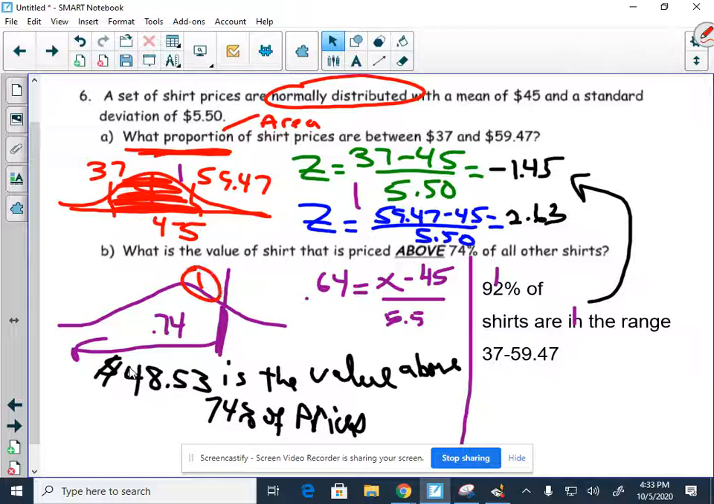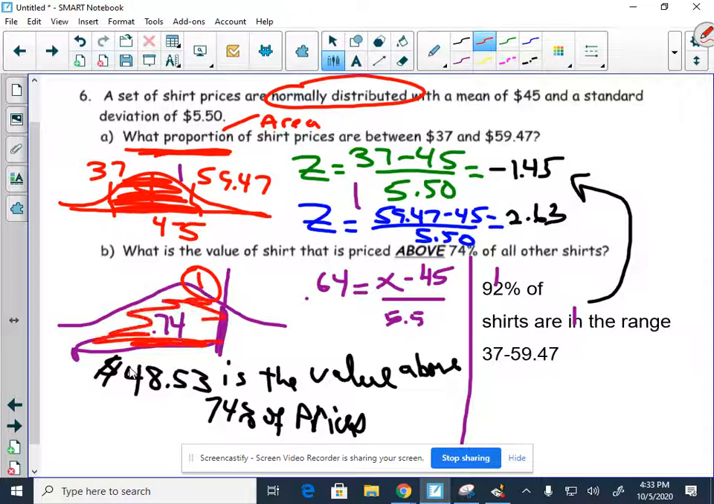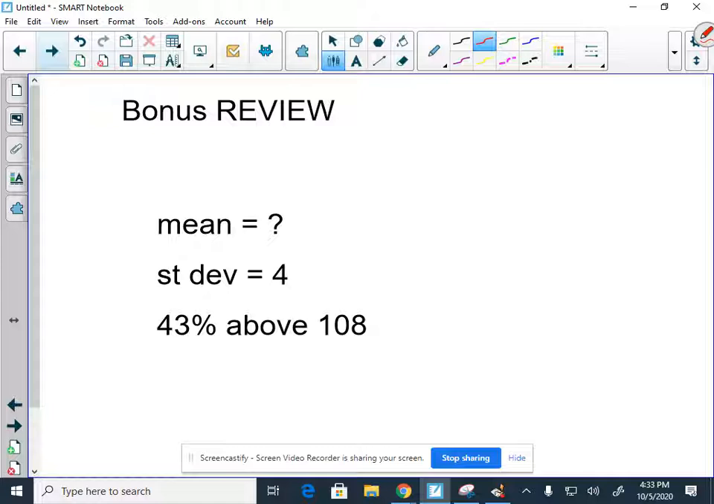Again, one for the curve. Make sure you shade. You got to have it shaded that way. I did that with an arrow. One for the z-score, one for the answer, one for the context. Hopefully that's making sense.